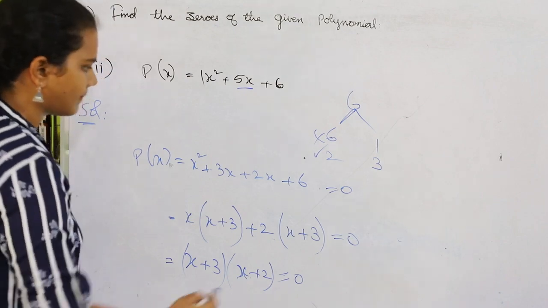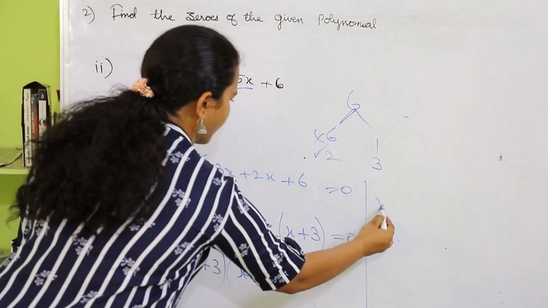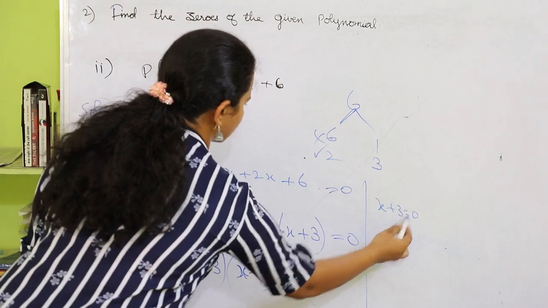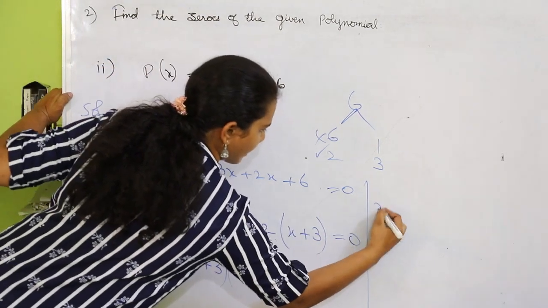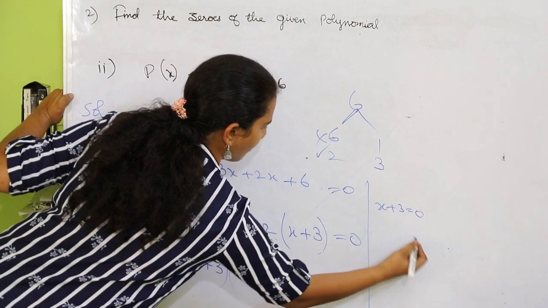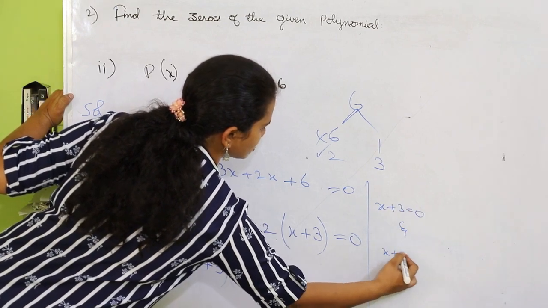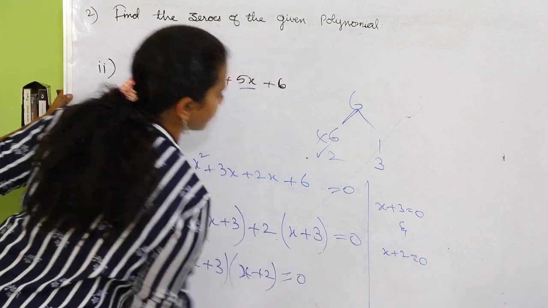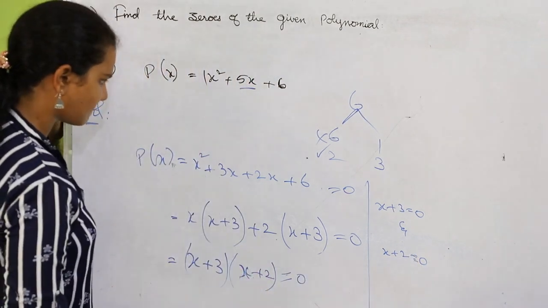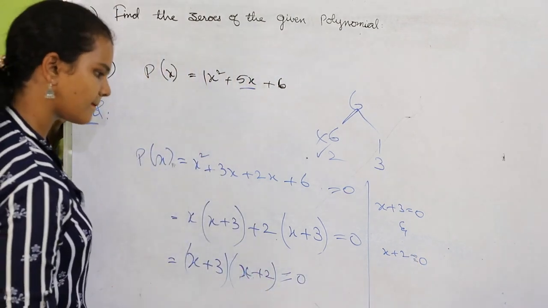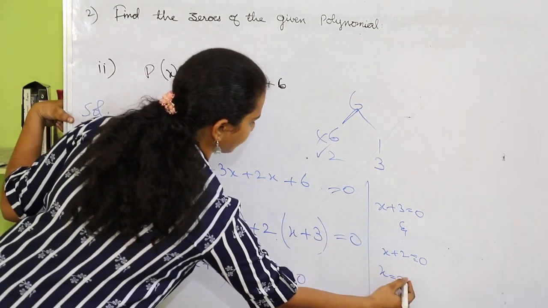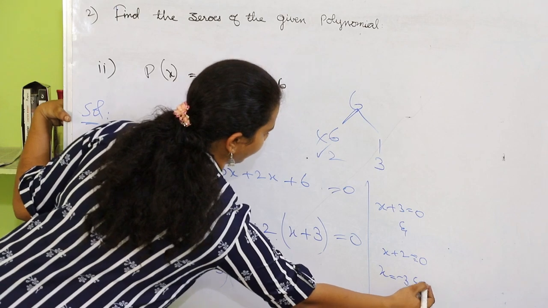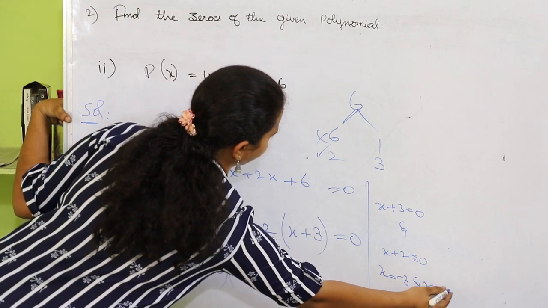Now let me write over here. x plus 3 equals 0 and x plus 2 equals 0. Clear? This is the one that we are doing. Now here, x equals minus 3 and x equals minus 2.